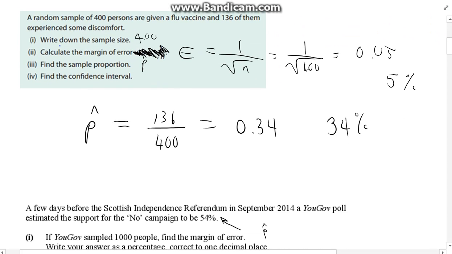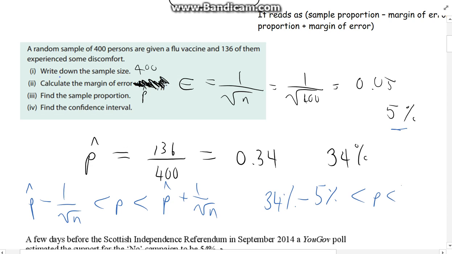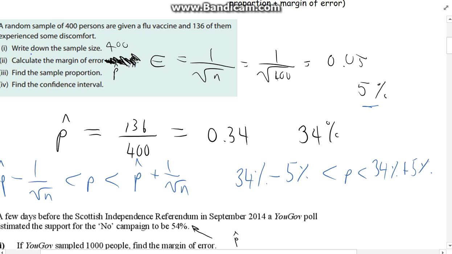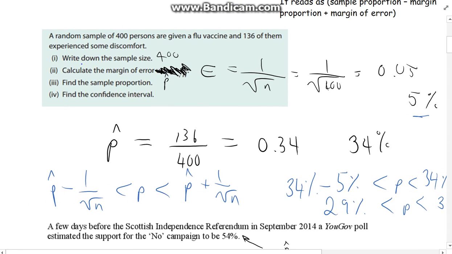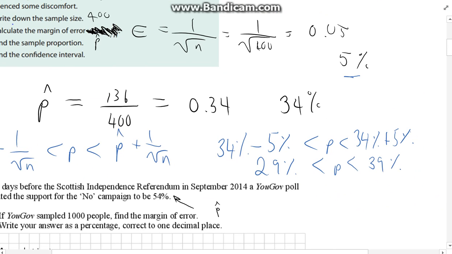So if we write out, find the confidence interval. We know our formula is sample proportion minus 1 over root n less than p, which is our population proportion, which we said just stays like that, and then sample proportion plus your margin of error. So we calculate that our sample proportion was 34%, and we subtract our margin of error, which we found was 5%, is less than p less than 34% plus your margin of error, which was 5%. Now you can keep this in decimal form, it's up to yourselves. So that will give us 29% is less than p is less than 39%. So that's just saying to us our confidence interval is between 29% and 39%.